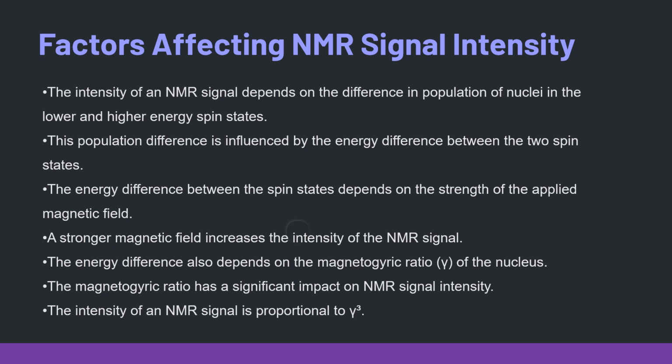Impact of gamma on signal intensity. The intensity of an NMR signal is significantly affected by the magnetogyric ratio of the nucleus, as the signal intensity is proportional to gamma cubed. This means that nuclei with higher gamma values produce stronger signals, making them more favorable for NMR analysis.